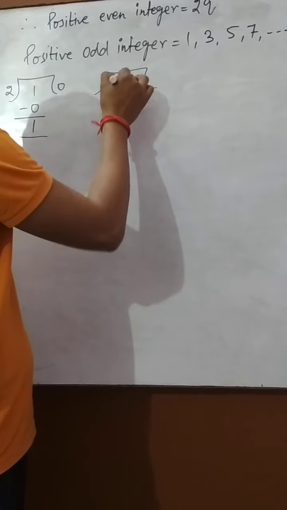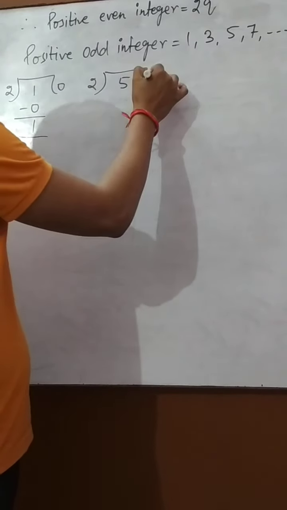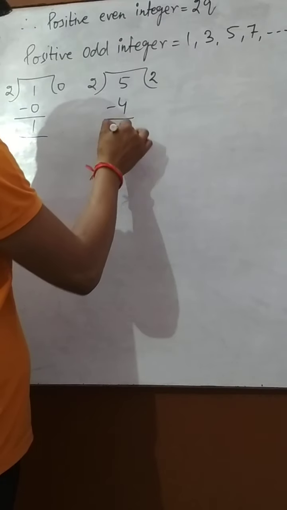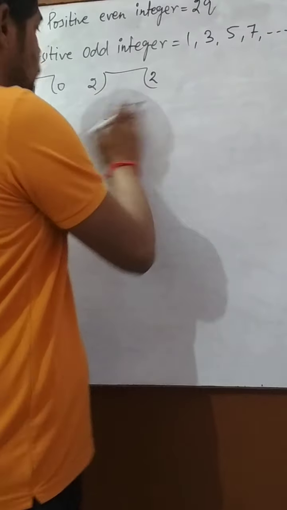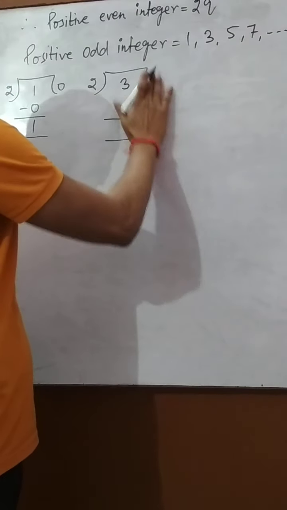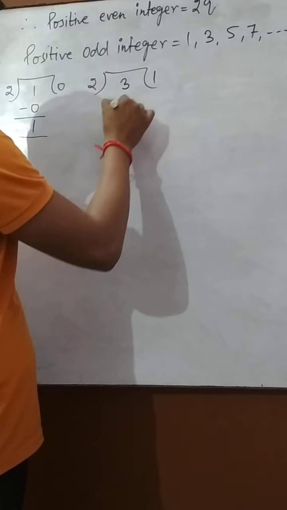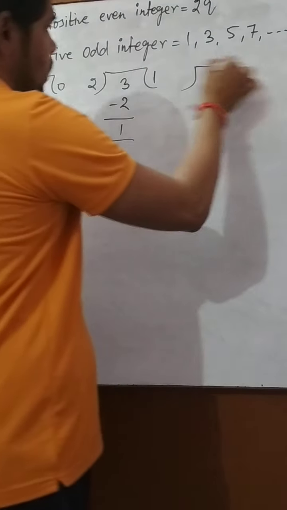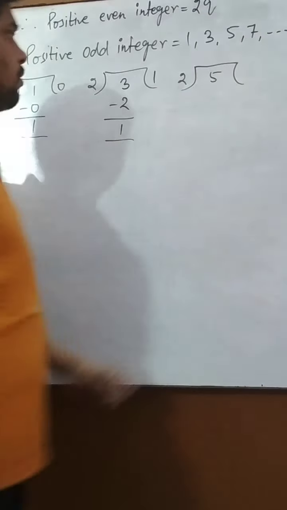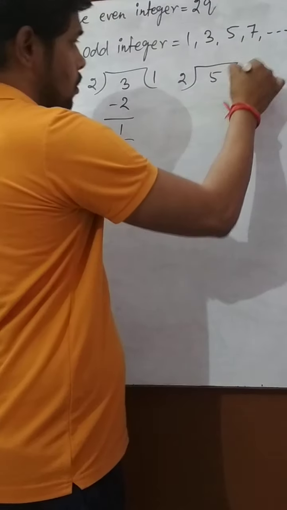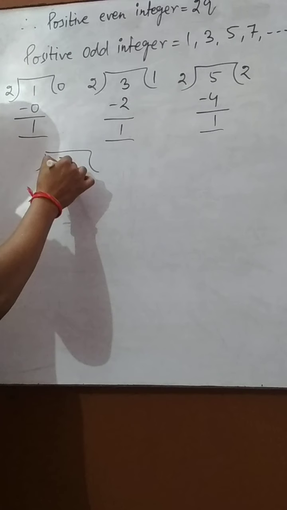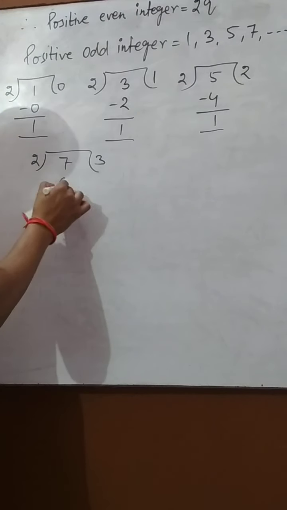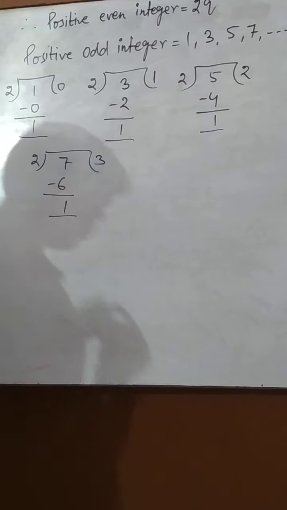Next is 3: 2 ones are 2, and 1 will be the remainder. Next will be 5: 2 twos are 4 and the remainder will be 1. Next is 7: 2 threes are 6, the remainder is 1.